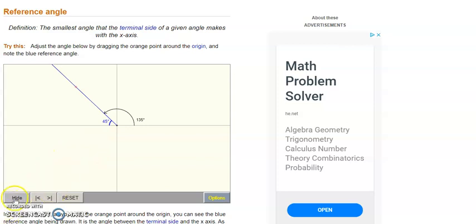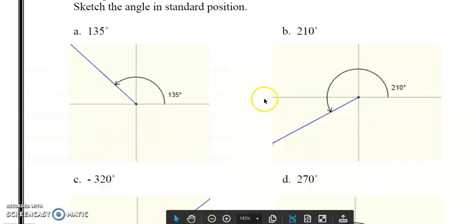So I can hide the reference angle, so I don't need that right now. So right here, this would be the initial arm. I know you don't see it, but there's the initial arm of a positive x-axis. All right? And then the terminal arm, here's the blue line, and that's the angle it creates. So it's in quadrant 2, 135 degrees, and that's what I have for helps.